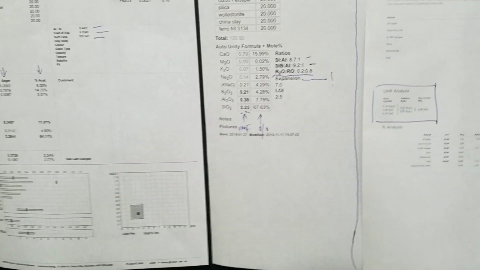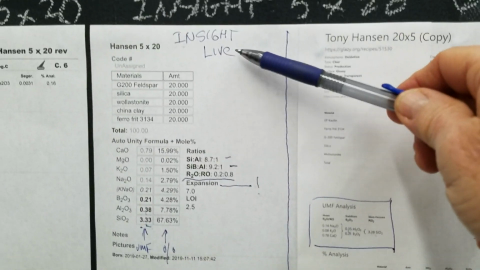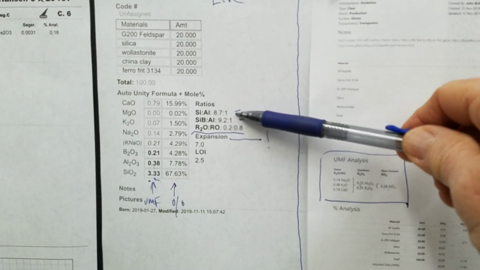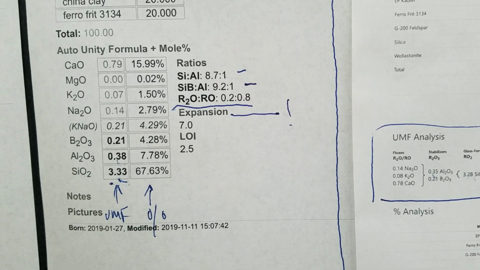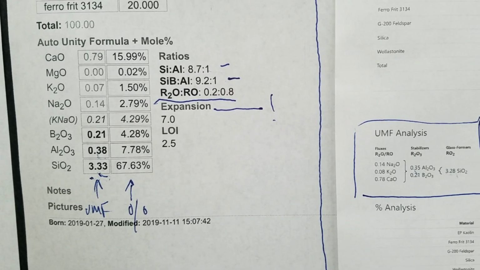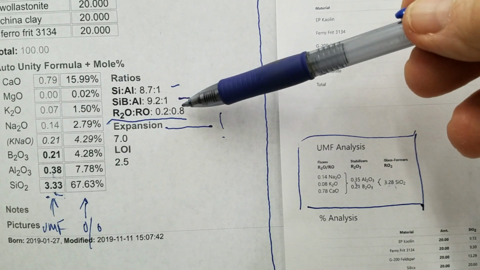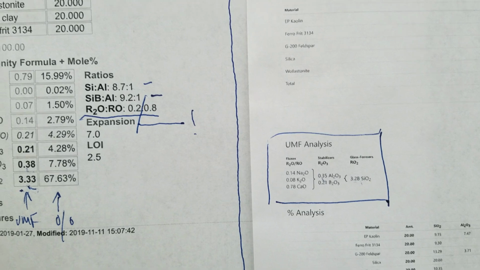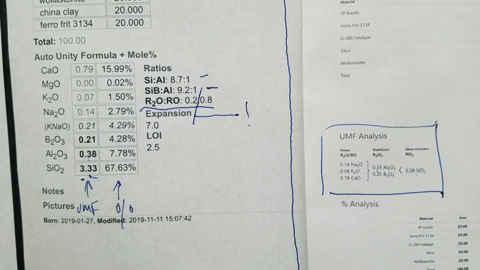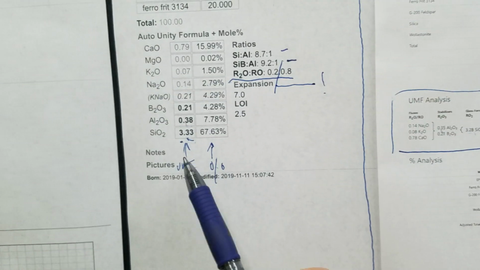Okay, so now let's look at what Tony does in Insight Live. This is the Insight Live printout. He's giving you the silicon alumina ratio. He also gives you a silicon and boron ratio, because boron is a glass former. So that can inform the way you are looking at how glossy a glaze is. Okay? Then this is the R2O breakdown. So usually they just go like that. It's a 0.2 to 0.8. And then he has an expansion number, loss on ignition, of course the percent, and UMF.